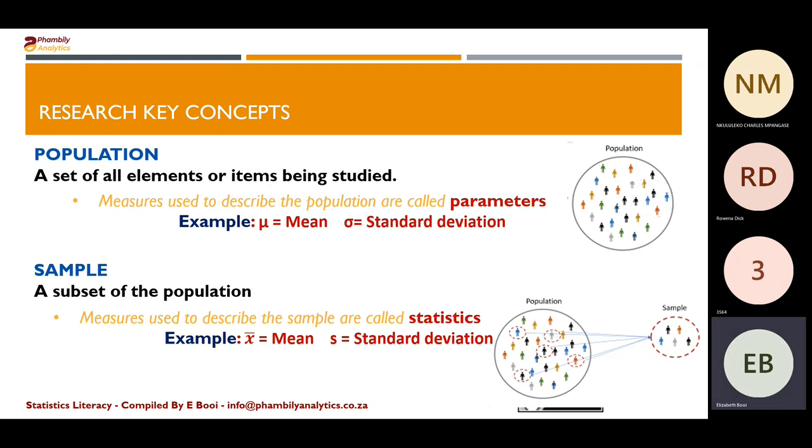So what is the process of selecting a sample? There are different methods that you also need to learn on how to create your sample from your population. Remember when we spoke about inferential statistics, we said we want to learn about the population from the sample. In order for us to infer the results from the sample back to the population, your sampling method needs to be correct.